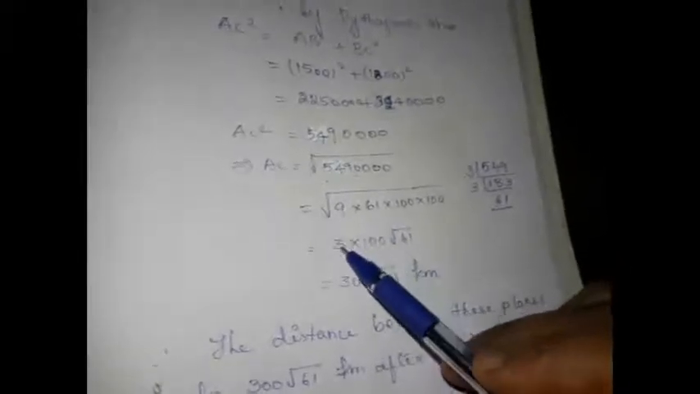This 4 zeros can be written as 100 into 100. 549, if you factorize, it can be written as 9 into 61. 9 is a perfect square, so 9 into 100 into root 61, therefore 300. The square root of 9 is 3, right? So 3 into 100, 300 root 61 kilometer. Therefore, the distance between these planes will be 300 root 61 kilometer after 1.5 hours, right?